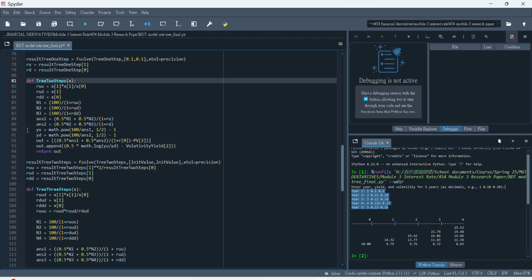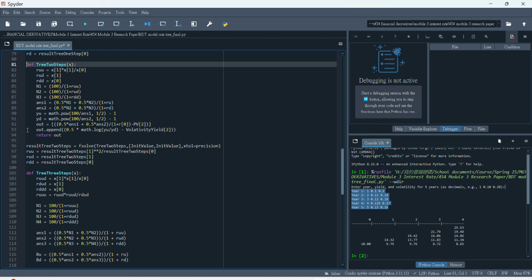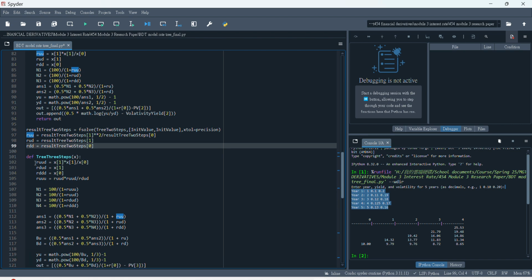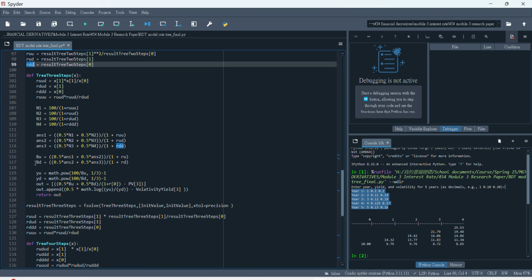Next, year 2, 2 steps. Line 81, the key difference from the 1 step. Line 97, solve the 3 rates but constrained by RUU equals RUD squared divided by RDD. This is described in our article. Use the implied years for volatilities. Extends backward induction 1 step further.